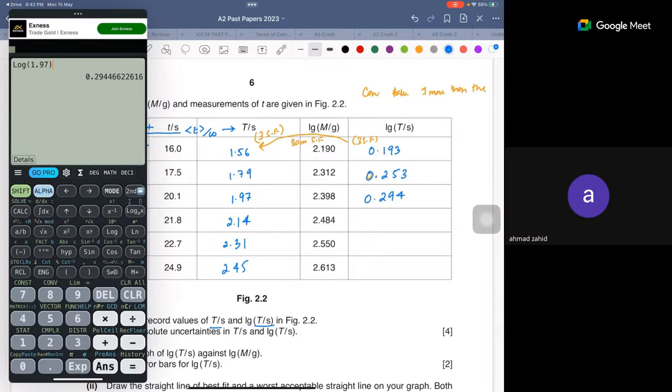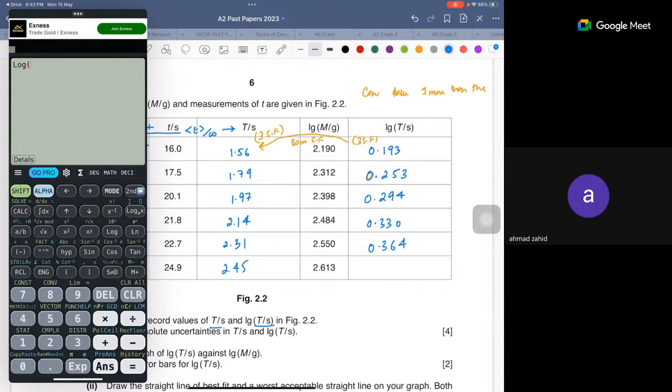0.294. Now you don't have to round it up if it's 4. Yes, it will be uploaded. It will be saved. Okay, then log of 2.14 is 0.330. That's why it is essential to write the 0 here, otherwise it will be wrong. Then you have to write 2.31, that's 0.364. So round it correctly, please.